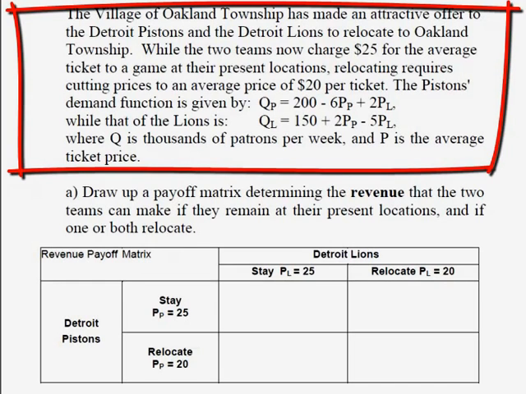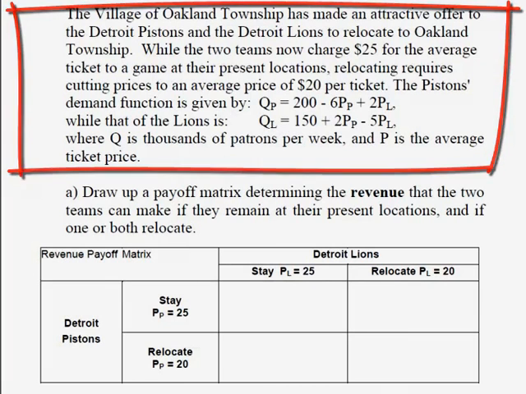Township has made an attractive offer to the Detroit Pistons and the Detroit Lions to locate to Oakland Township. While the two teams now charge $25 for the average ticket to a game at their present locations, relocating requires cutting prices to an average price of $20 per ticket.